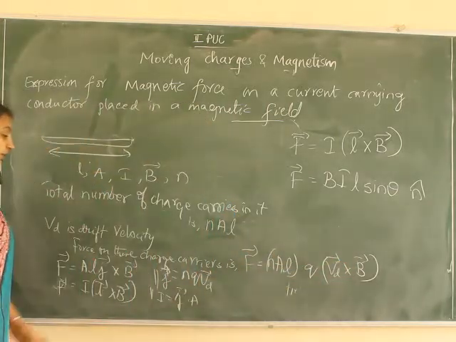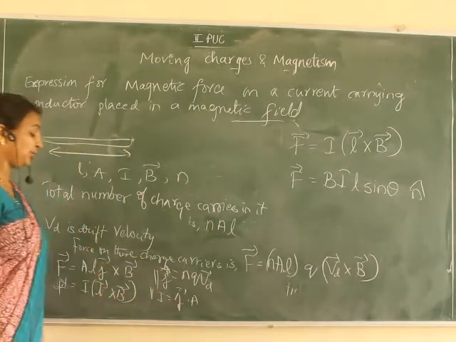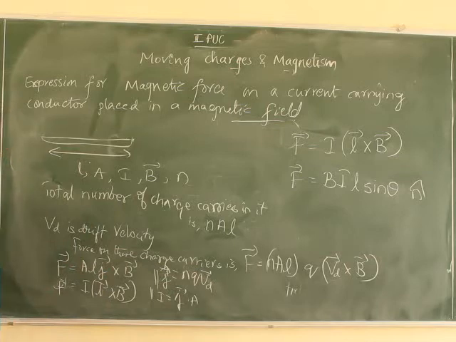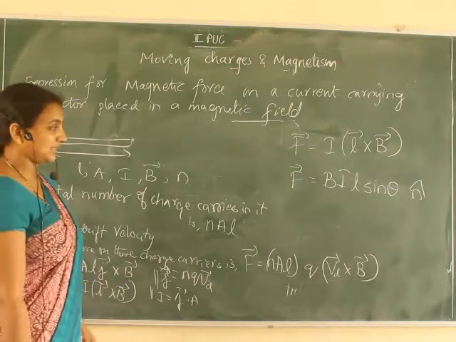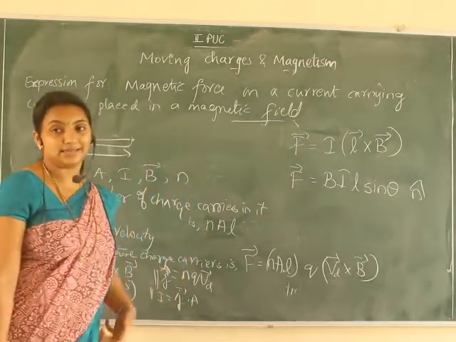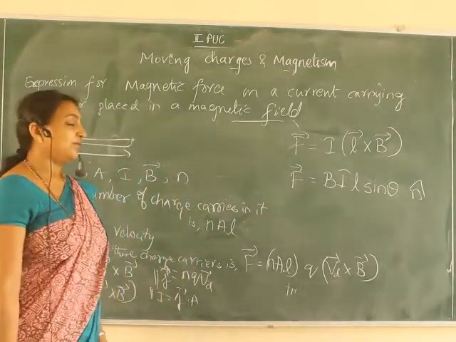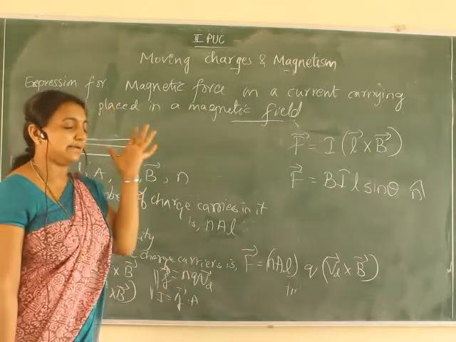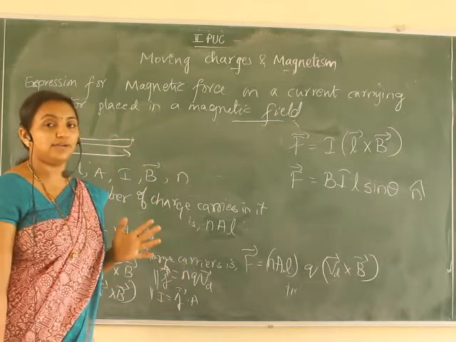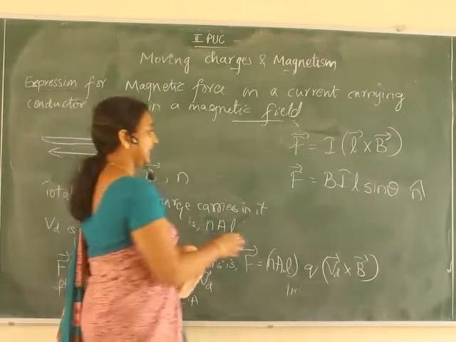Correct? We know that J is equal to NQVd. So I can write AL J vector cross B vector. Correct? But J into A is nothing but I. So F is equal to I L cross B vector, or else I can write F vector is equal to BIL sine theta into n cap. For the remembrance purpose, I will read it as BIL sine theta. F vector is equal to BIL sine theta.